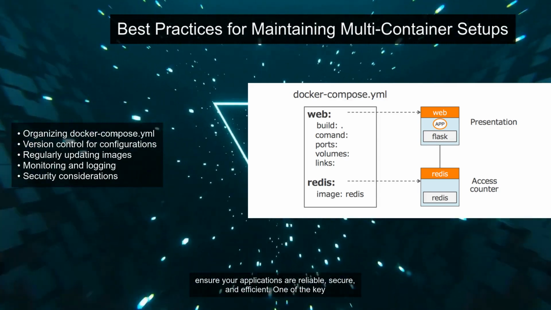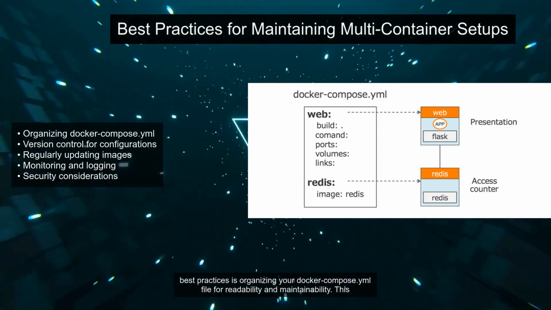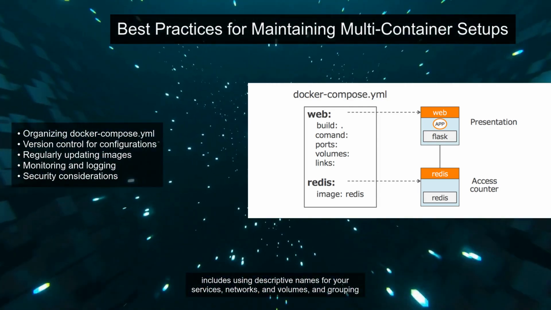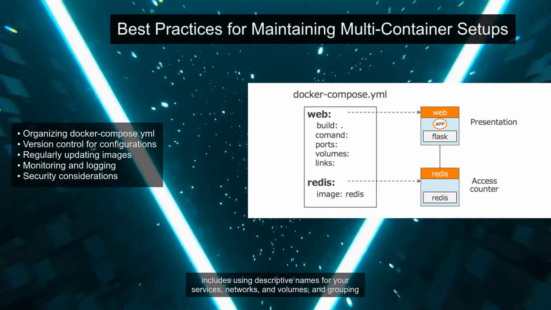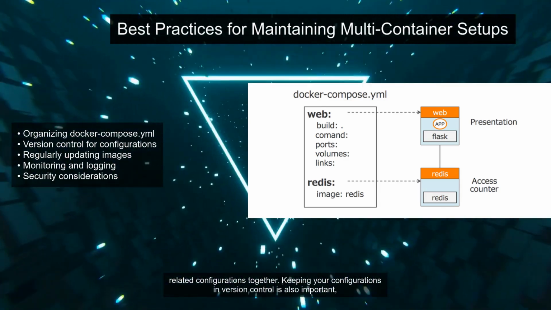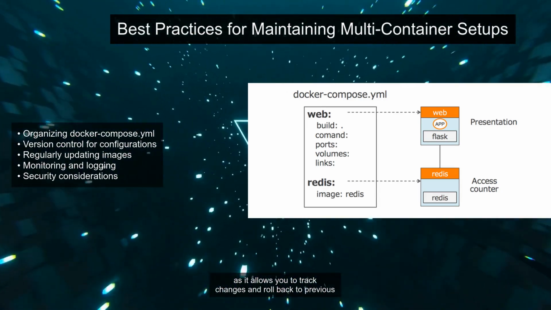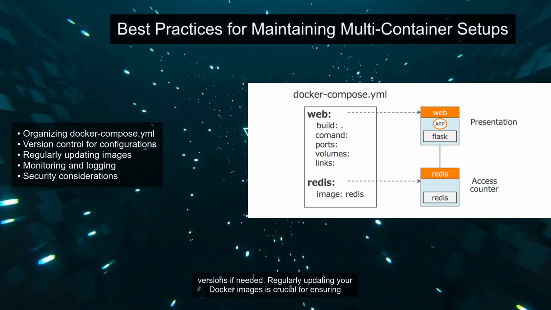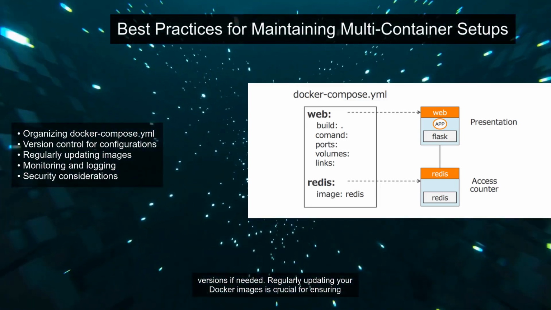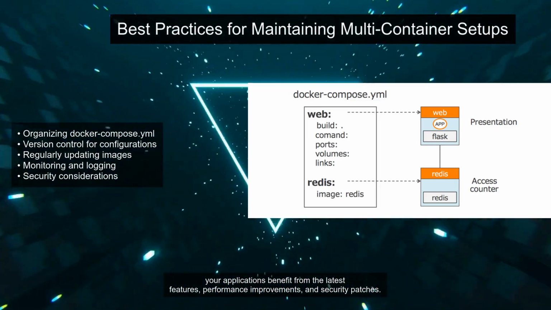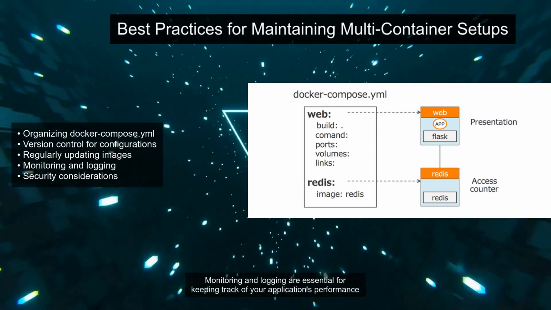Maintaining multi-container setups can be challenging, but following best practices can help ensure your applications are reliable, secure, and efficient. One of the key best practices is organizing your docker-compose.yml file for readability and maintainability. This includes using descriptive names for your services, networks, and volumes, and grouping related configurations together. Keeping your configurations in version control is also important, as it allows you to track changes and roll back to previous versions if needed. Regularly updating your Docker images is crucial for ensuring your applications benefit from the latest features, performance improvements, and security patches.